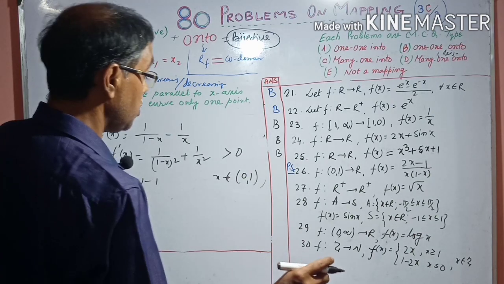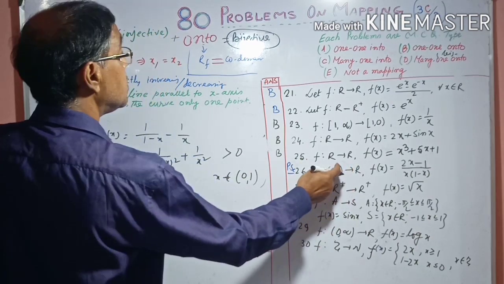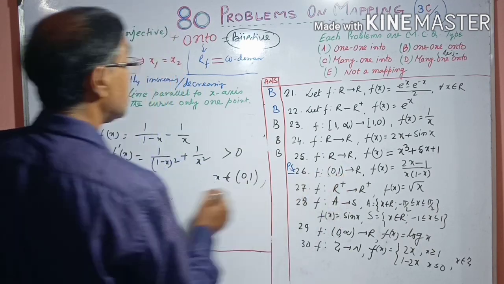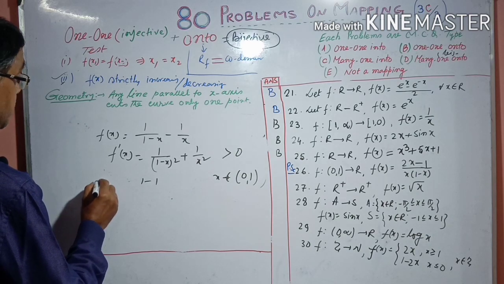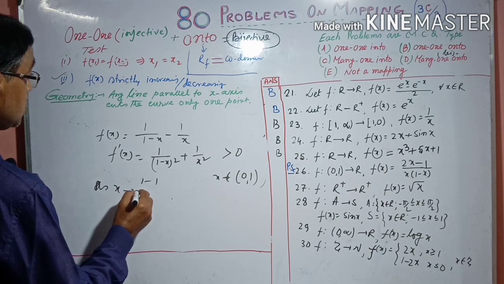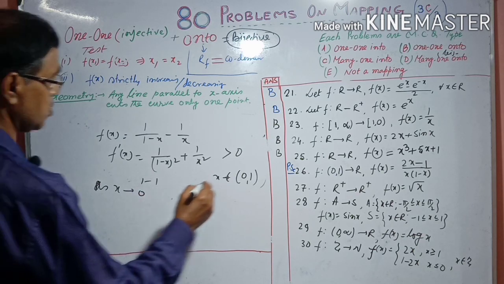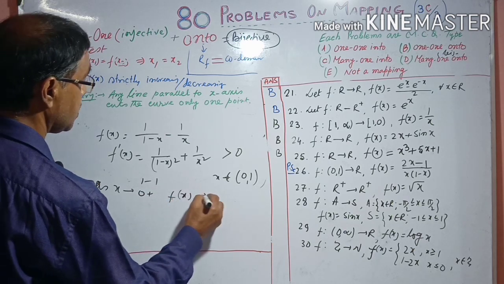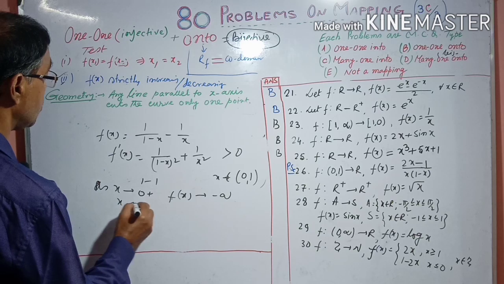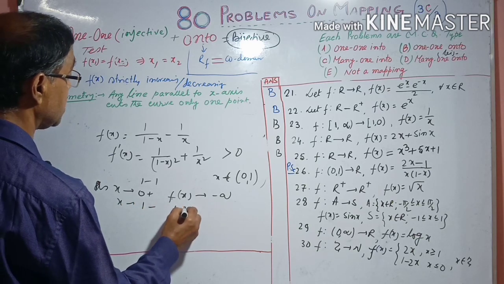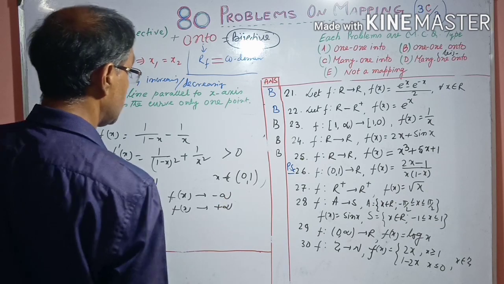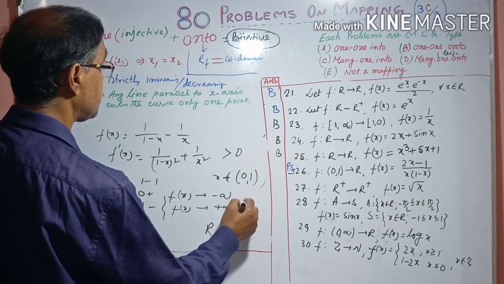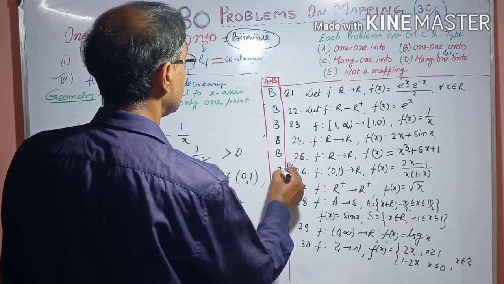For the onto case, it is strictly increasing and in this interval it is also continuous. So for the onto case, the range of the function f: as x tends to 0 plus, f(x) tends to minus infinity, and as x tends to 1 minus, f(x) tends to plus infinity. So the range of the function is R. So it is also one-one and onto, that is bijective mapping.